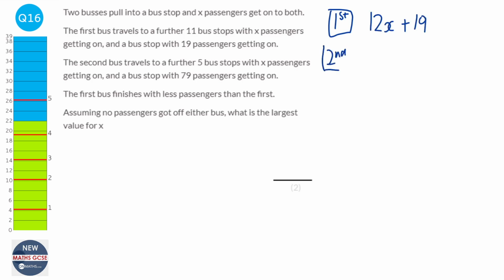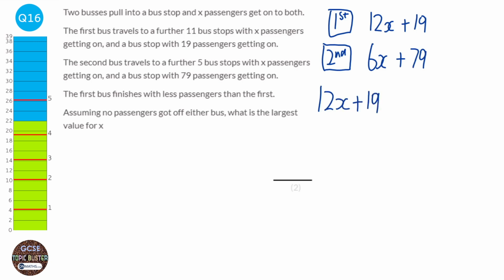Now for the second bus, well, we start with X and a further 5X come on, because 5 bus stops with x passengers, so that's 6x altogether, and then 79 get on. And it says the first bus finishes with less passengers than the second. So the first bus finishes with less, and the way we show that is with this inequality here.